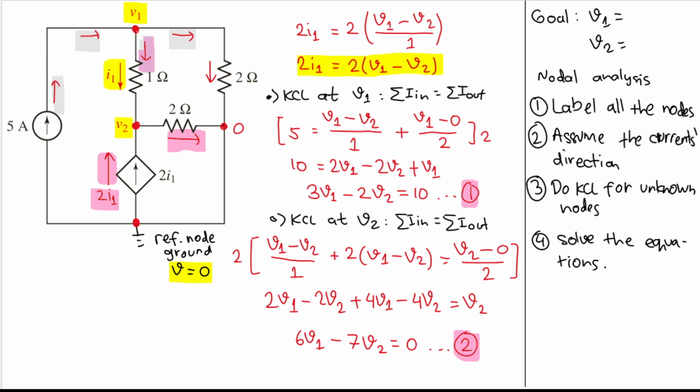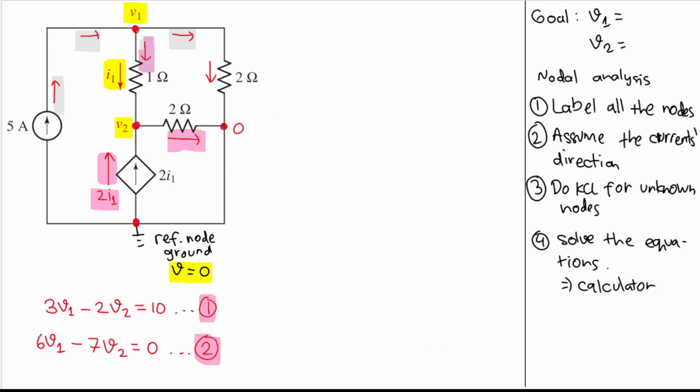And maybe let's clean up the board first, because I want to explain how to solve the equation here using a calculator. Okay, let's clean up the slide first. So from our KCLs, we can get these two equations here, and we need to solve this. Actually, you can solve this manually using substitution, elimination, matrix inversion, Cramer's rule, row operations, and so on. But I think the fastest way to do it in circuit analysis is by using a calculator.